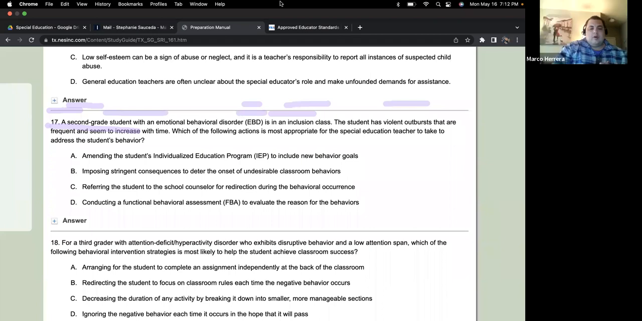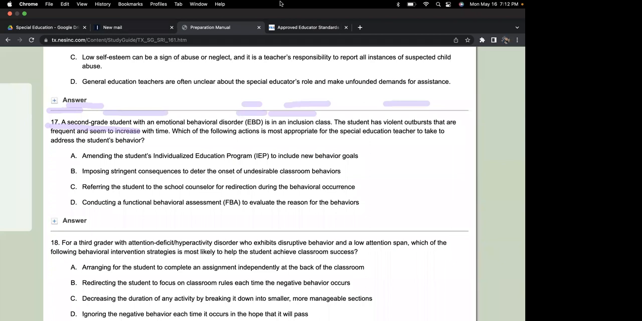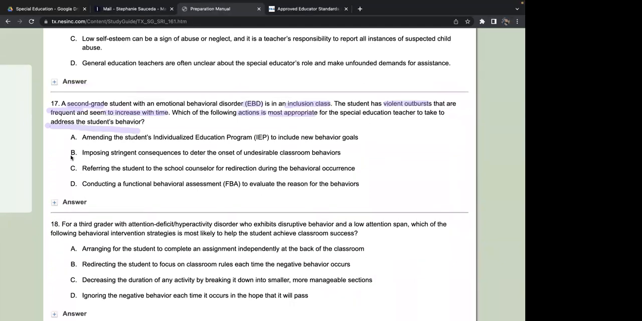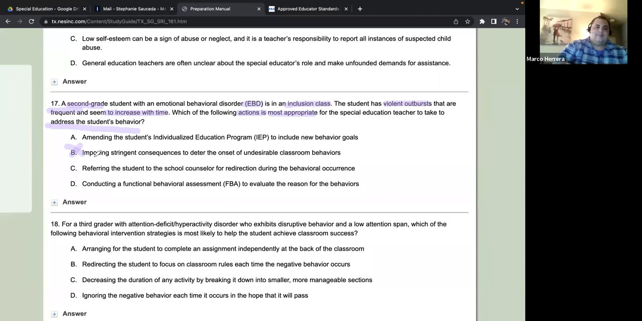Okay, ma'am. So I can eliminate, tell me if I'm wrong, B and C for sure. First of all, we do not punish our students for their disability. And we already know that the student has an emotional behavioral disorder. So imposing more stringent consequences is going to do nothing to circumvent any issues.